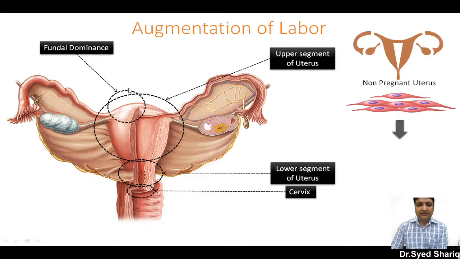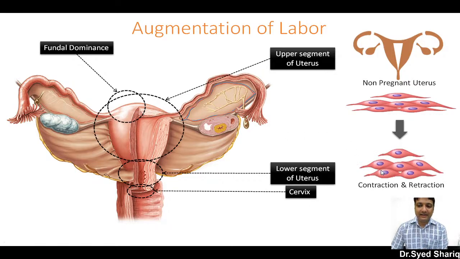The fundus starts contracting. The contraction starts from the fundus. This is called fundal dominance. The upper part of the uterus, especially the topmost part, is called the fundus, and the contraction starts from here. When the contraction starts, it causes retraction of these cells. They go from elongated cells to more obtuse cells. They become thicker, and their size actually decreases.